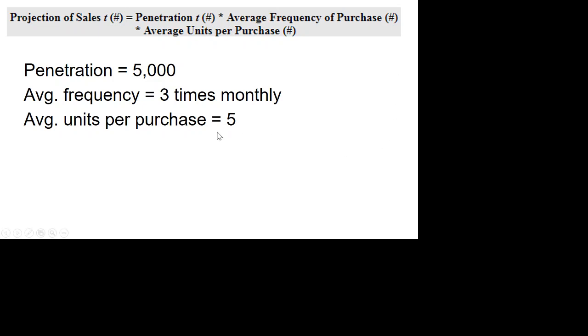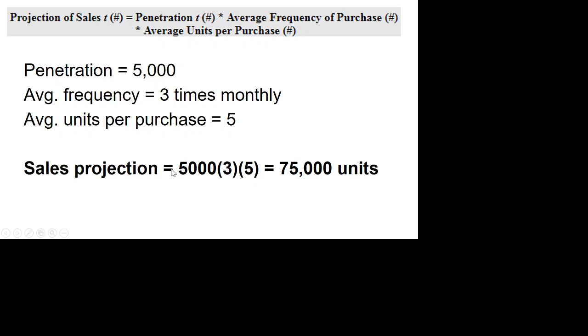So what is our sales projection? We just multiply those three numbers together. Our estimated penetration of 5,000, times the number of times each of those persons buys from us, times the number of units they purchase each time they do. That gives us a total sales projection of 75,000 units.